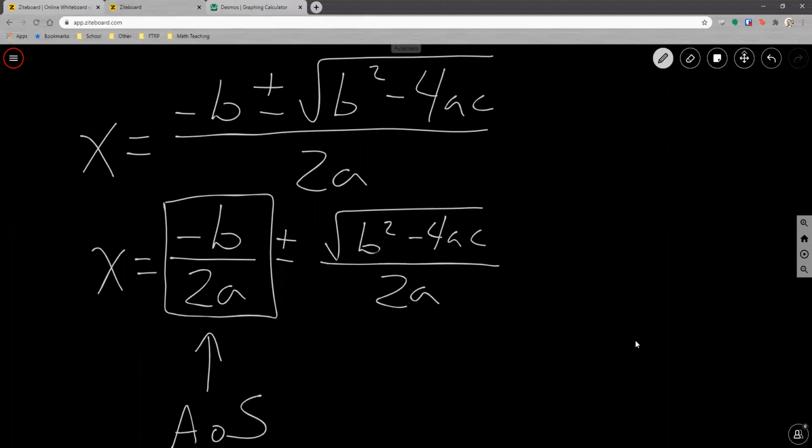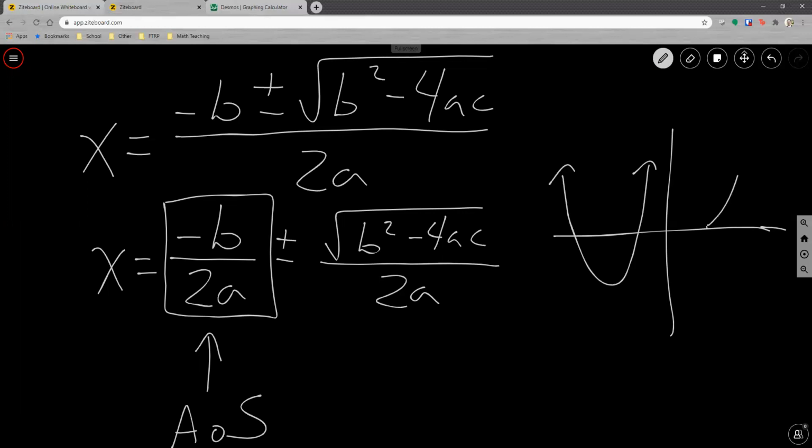This other part of the quadratic formula, if you think about the graph, remember there are three different situations. Two solutions, one solution, and no solutions, maybe something like this. Well, negative b over 2a is the axis of symmetry on all of these. That's the axis of symmetry.